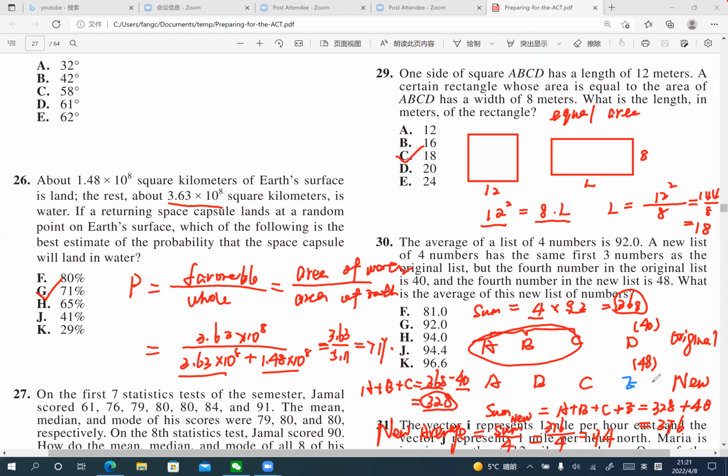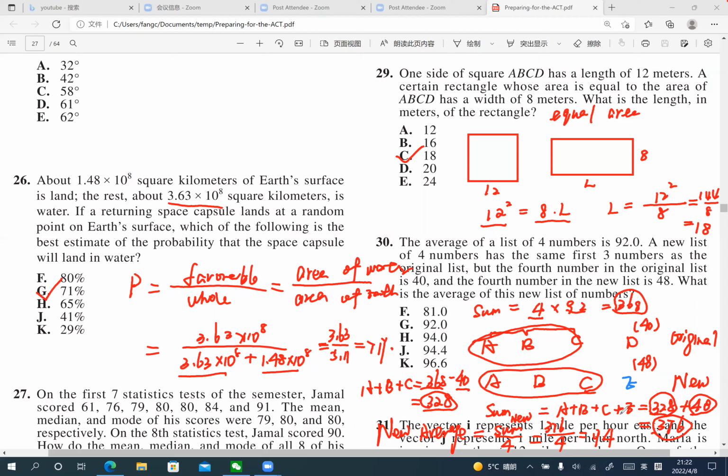Continue. The new list, the first 3 numbers are the same, which means the sum of the first 3 numbers is still 328. And the fourth number is 48, which means the sum of the new list is equal to 328 plus the fourth number 48, which is 376. That is the sum of the 4 numbers in the new list.